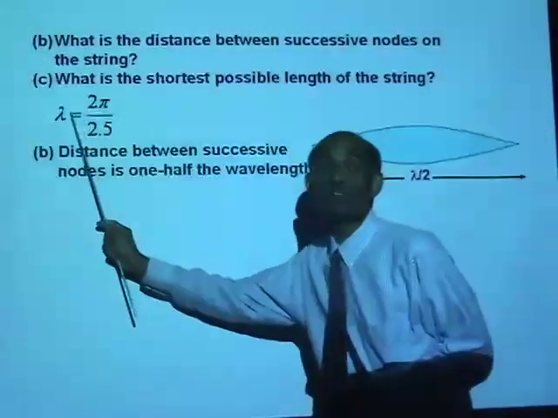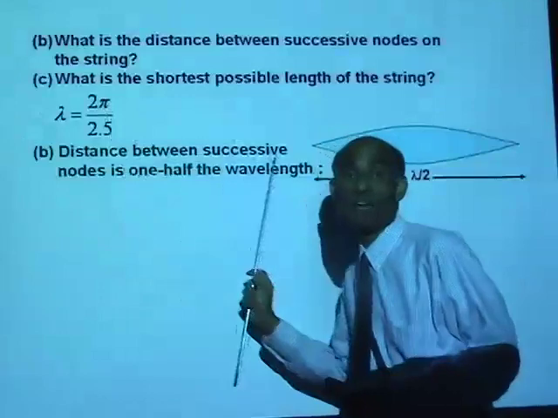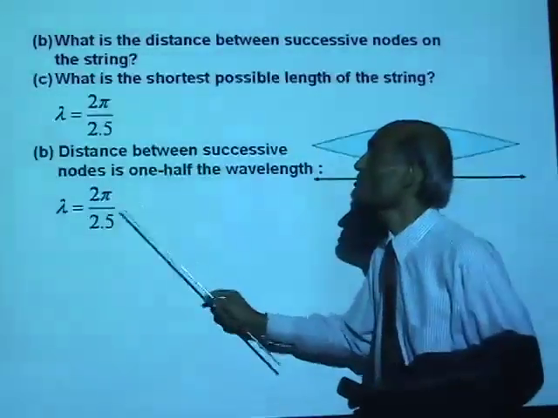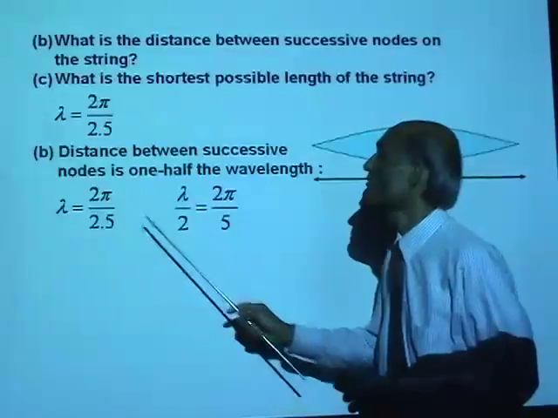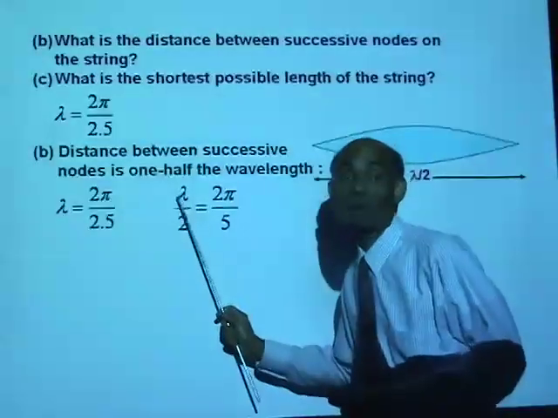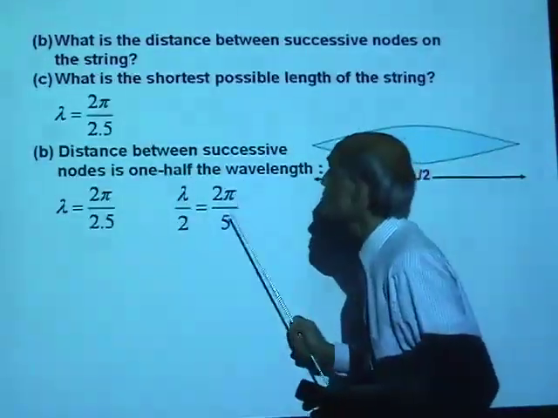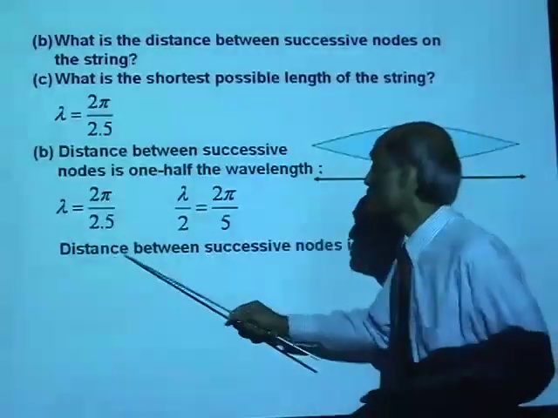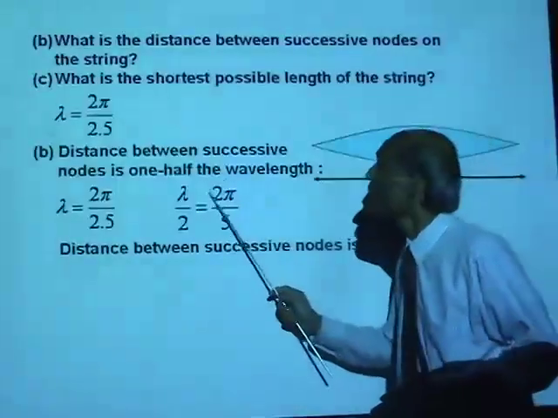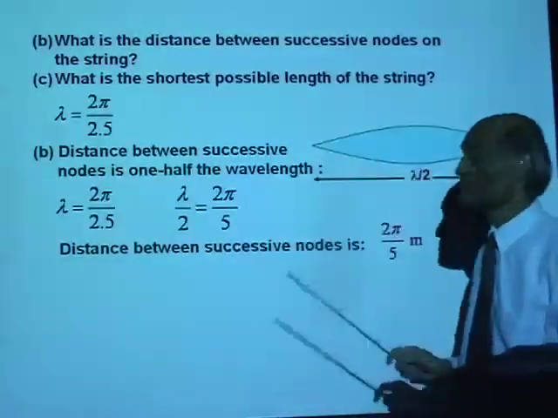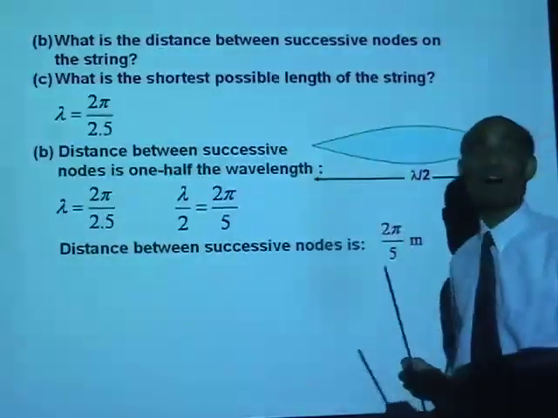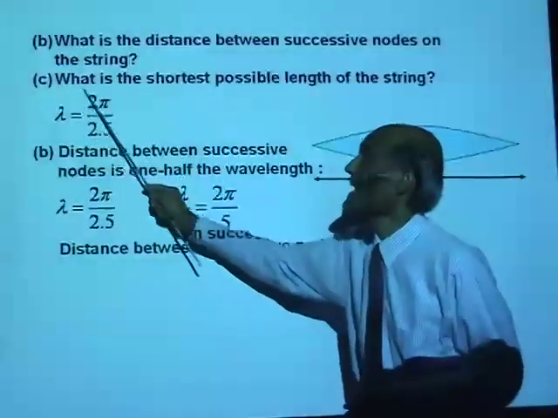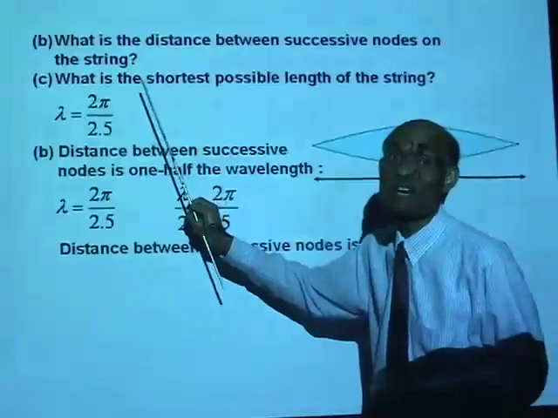And wavelength, do you know? And therefore we know that distance. Lambda equal to 2 pi divided by 2.5, therefore lambda by 2 equal to 2 pi divided by 5. And the distance between successive nodes is therefore 2 pi divided by 5 meter. Can you answer the last part? I have actually answered that for you.